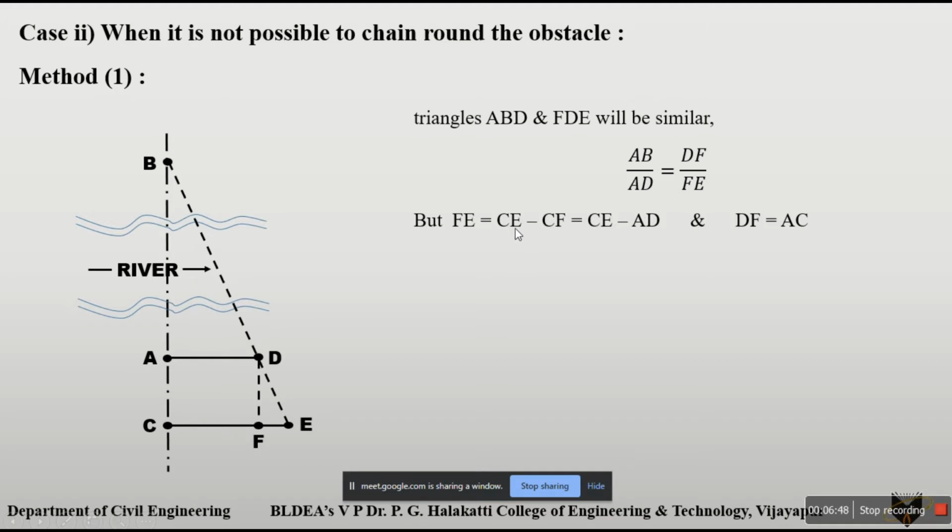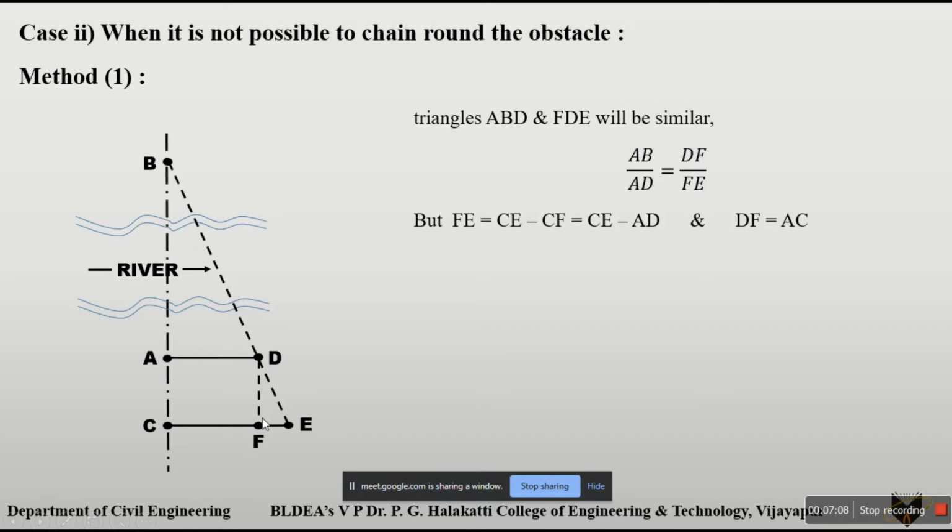Here CE is already measured, and CF is equal to the distance AD. So instead of writing CF, we can write AD. So in this formula, FE is equal to CE minus AD. Similarly, what is DF?